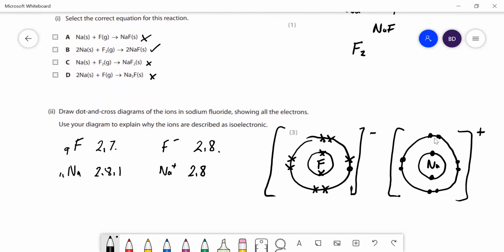Okay. Why are they described as isoelectronic? Iso means the same. They've got the same electronic structures. They've got 2 in the first shell and 8 in the second shell. Or if you wanted to say in s p d notation, both of them are 1s2, 2s2, 2p6. Okay, the same electronic structure.